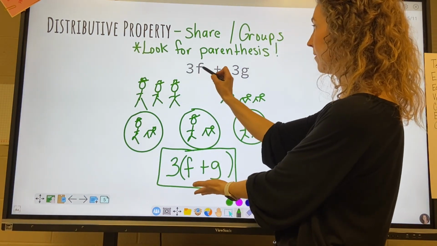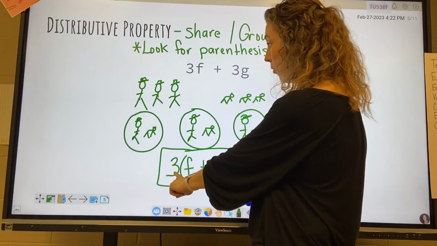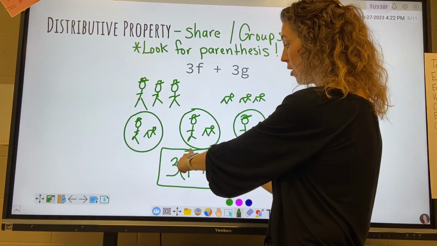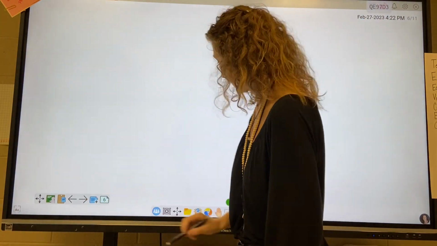We start off with 3 farmers and 3 goats. And we made 3 groups, and in each group we had a farmer and a goat, a farmer and a goat, a farmer and a goat. So 3 groups of 1 farmer and 1 goat. Let's look at the next one.